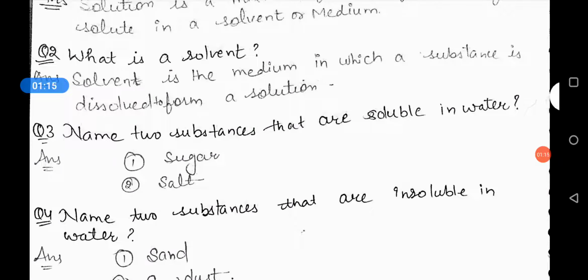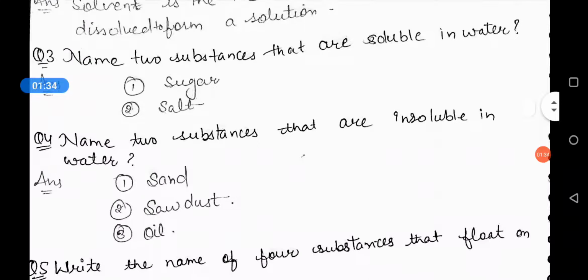Question number 3 is name two substances that are soluble in water. You have to give examples of two substances that are soluble in water, that is, that dissolve in water. So number 1 is sugar and the other one is salt.